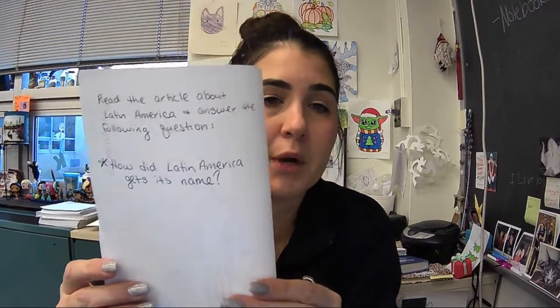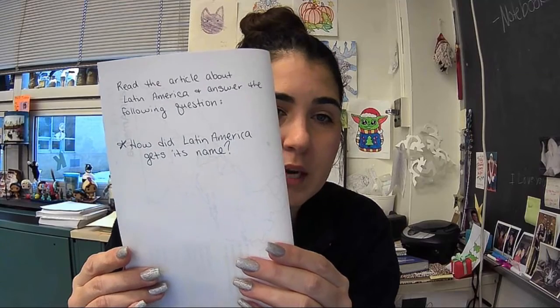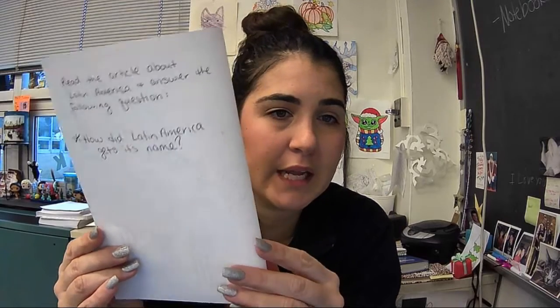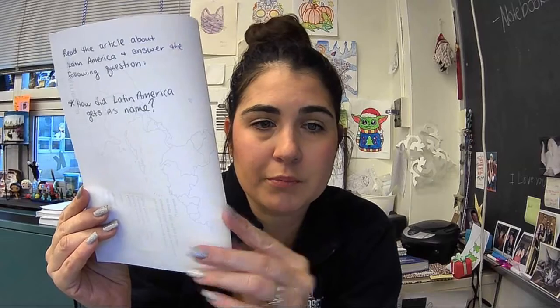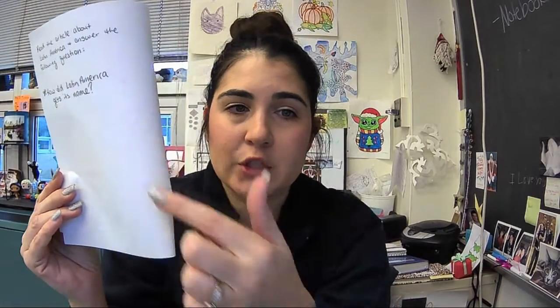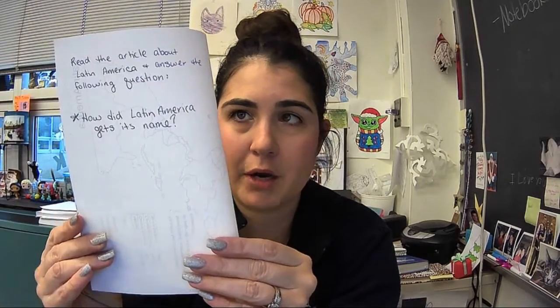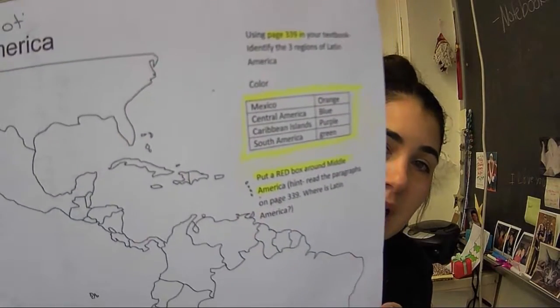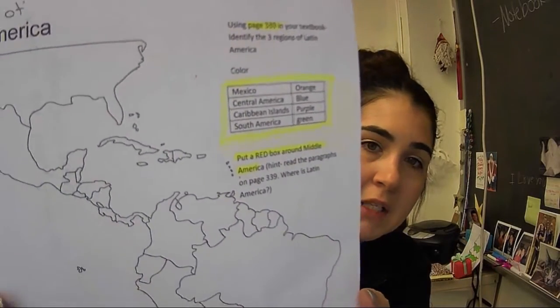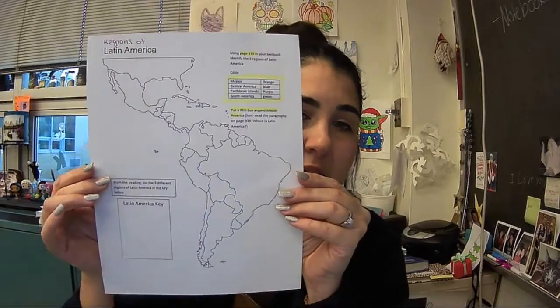There's a question on the board on the front that you'll fold, and it says read the article about Latin America and answer the following questions. There's going to be an article that's posted in our Google Classroom that you'll be able to read and just answer why you think Latin America is called Latin America. On the inside, you will see the directions. It says use page 339 to identify the different locations of Latin America.